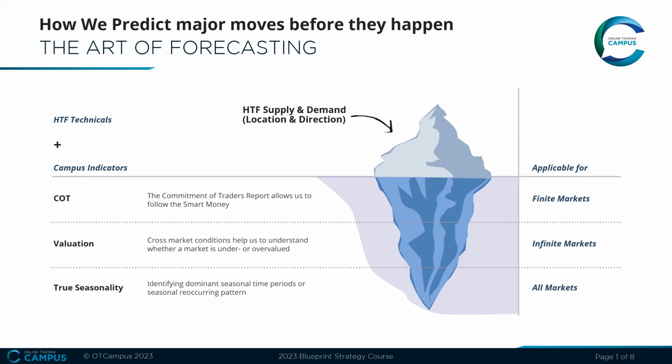But 95% of the time, the COT will be your primary tool for your finite markets, and the valuation will be your primary tool for your infinite markets. Where it wasn't the case, one example was natural gas that we looked at, where the COT wasn't really so relevant. If we see that, we know, okay, what else can we use?